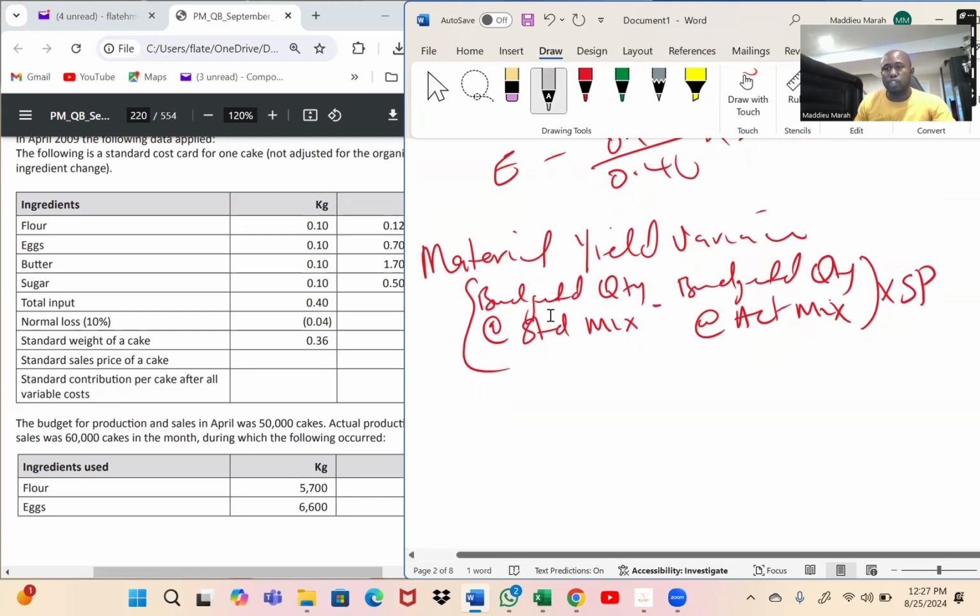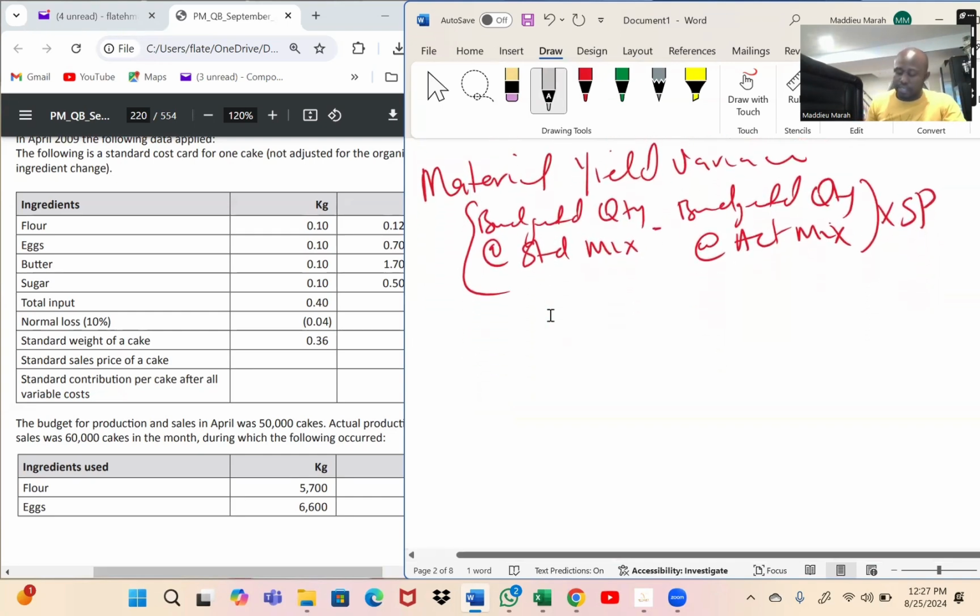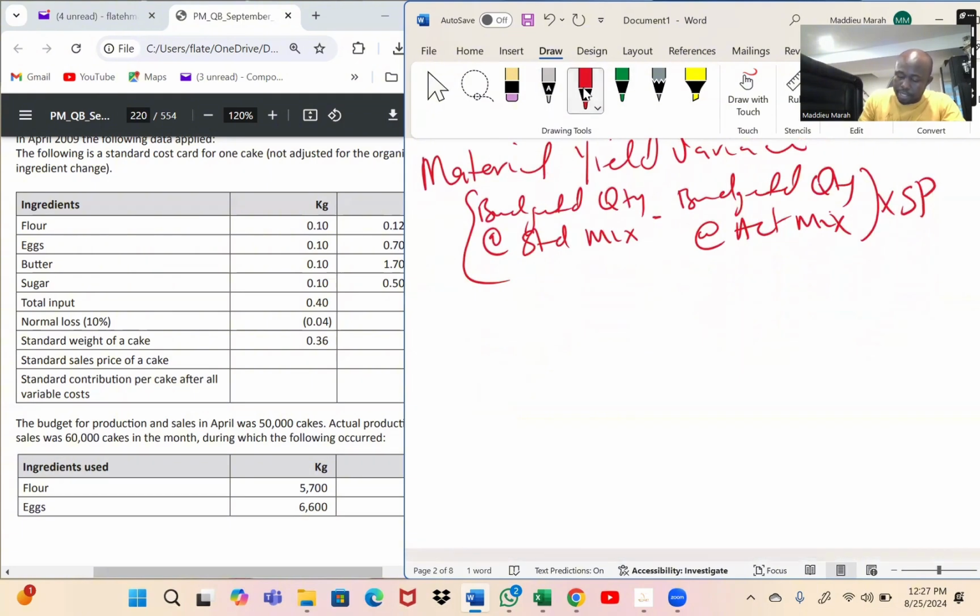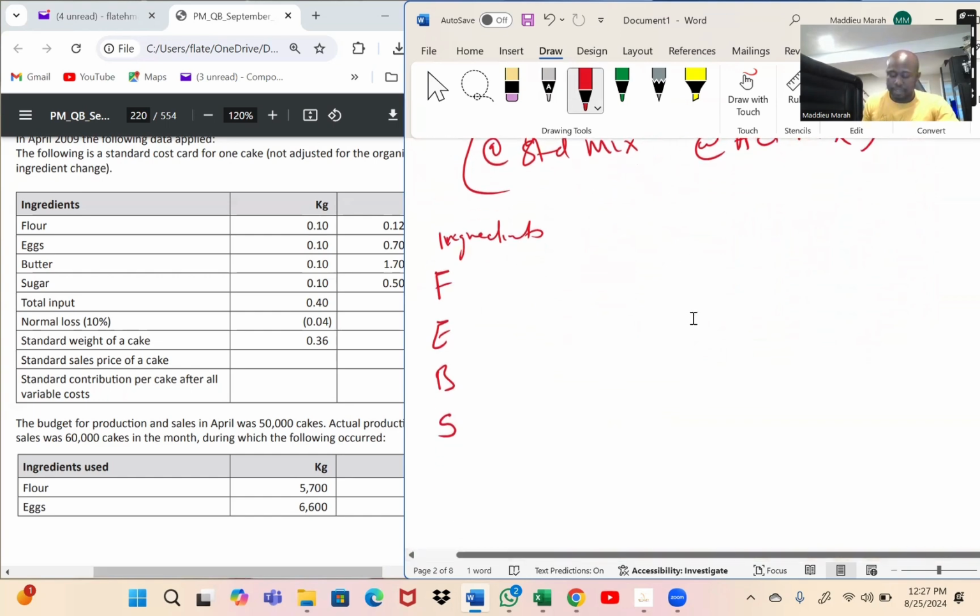So we set the same table for this one. Bring in our ingredients. We have flour, we have egg, we have butter, and we have sugar. These are our ingredients.